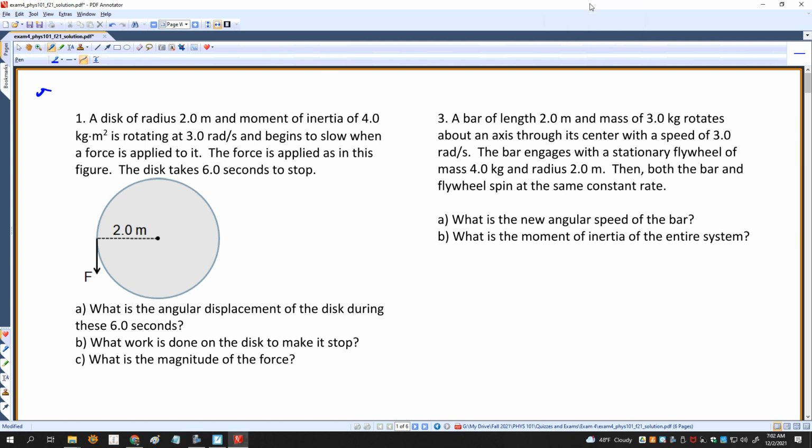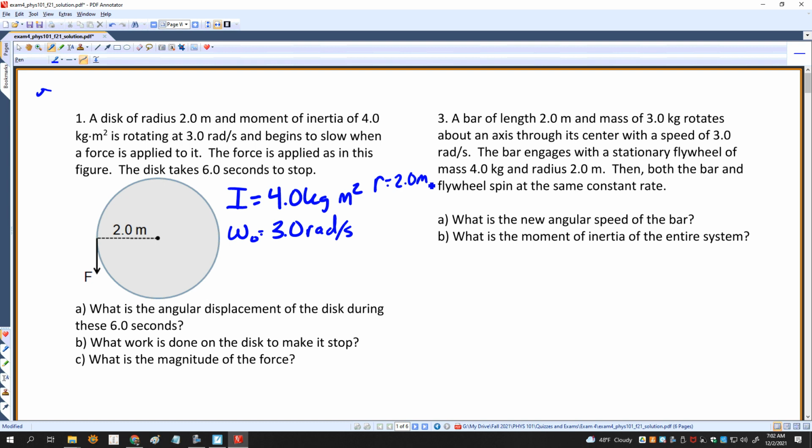Okay, this is the fall 21 exam 4. Here I have a disk of radius 2 meters and moment of inertia of 4 kilogram meters squared. And it is rotating at 3 radians per second, so that is our omega naught. Our radius is 2 meters.